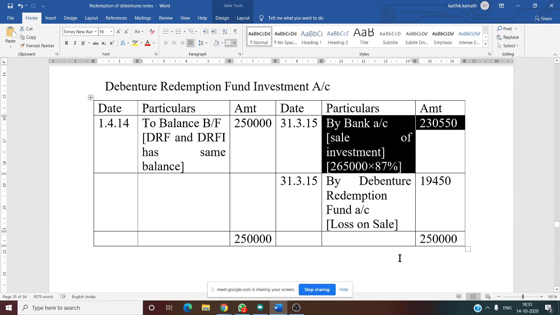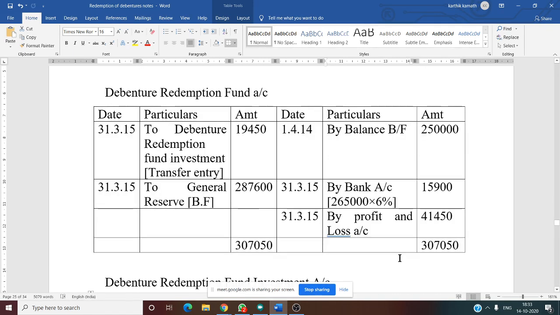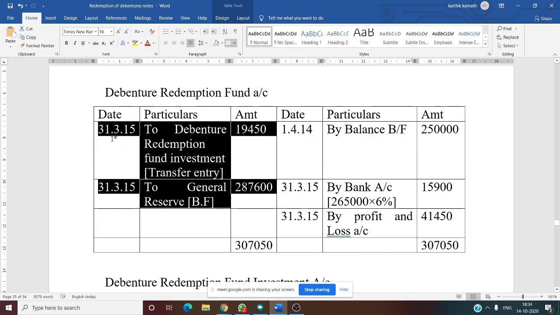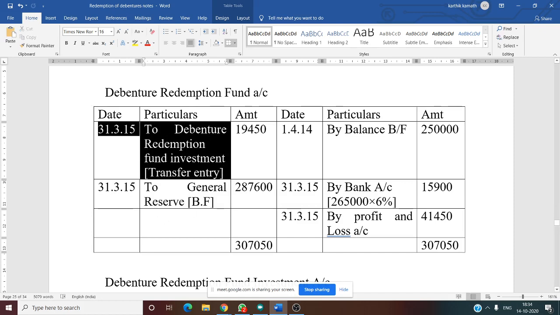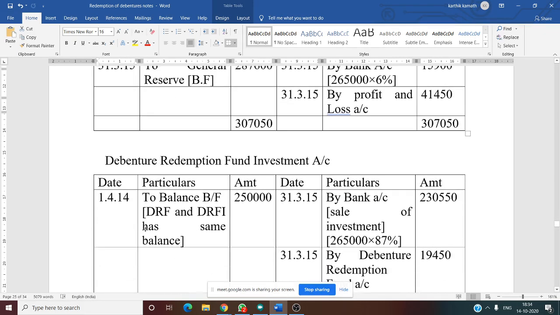Now we should go to the previous account where we left the debit side blank. Now you need to fill in the entries. How to fill in the entry? Now there is a loss in the fund investment account. So there is a transfer entry. There we have written by. So here the 2 comes. Transfer entry. See this.